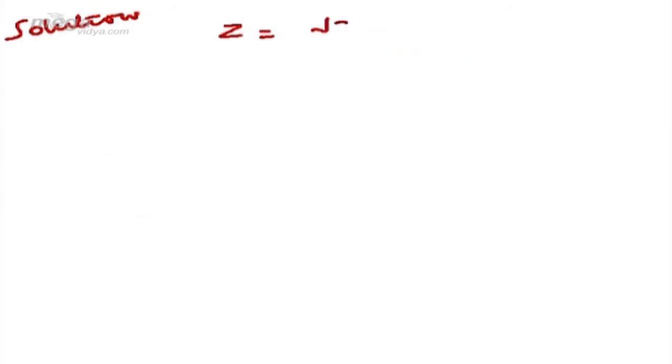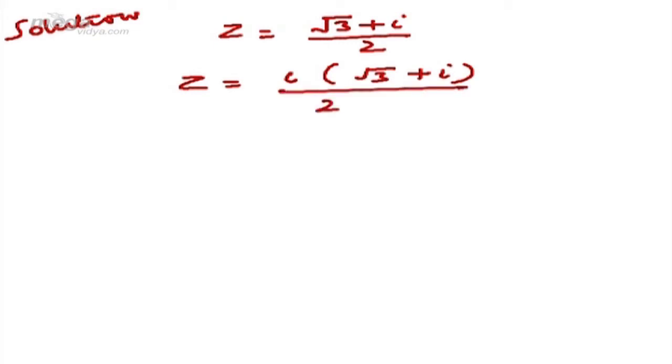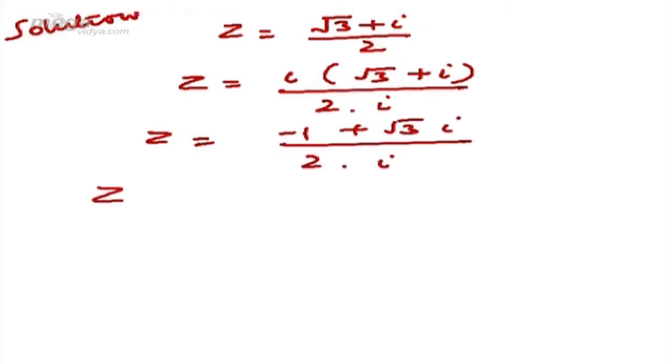z is equal to (√3 + i)/2. We multiply by i in the numerator and denominator. So z is equal to (i√3 + i²)/(2i). So z is equal to (−1 + √3 i)/(2i). So z can be written as 1/i into (−1/2 + √3 i/2).